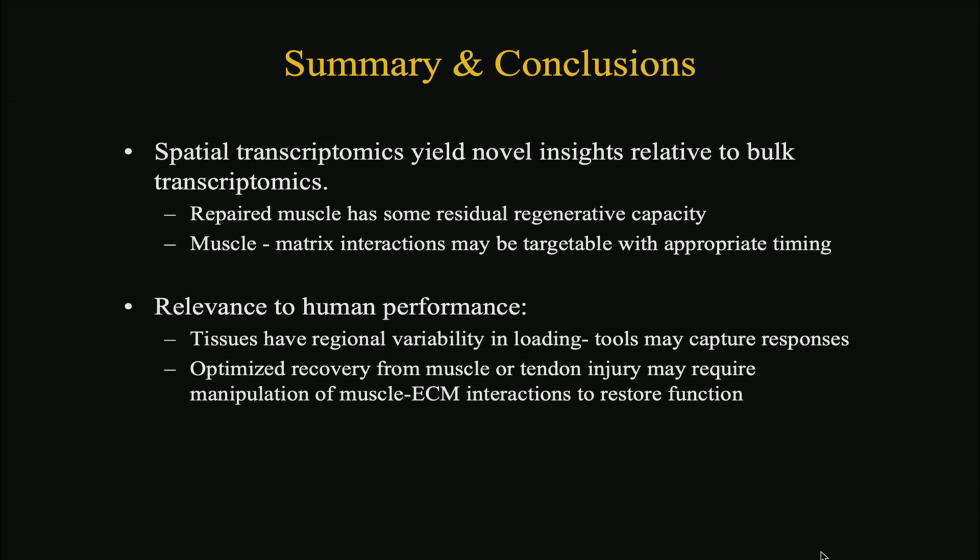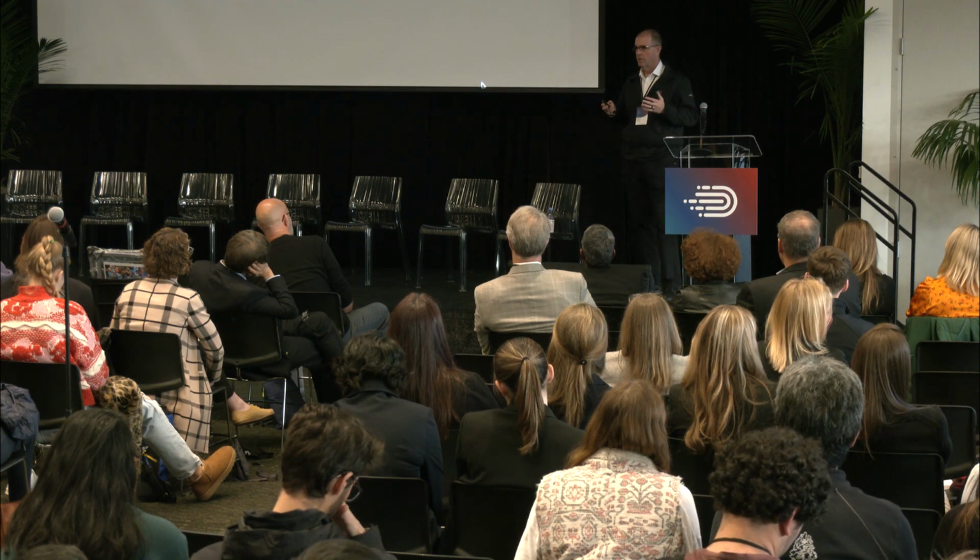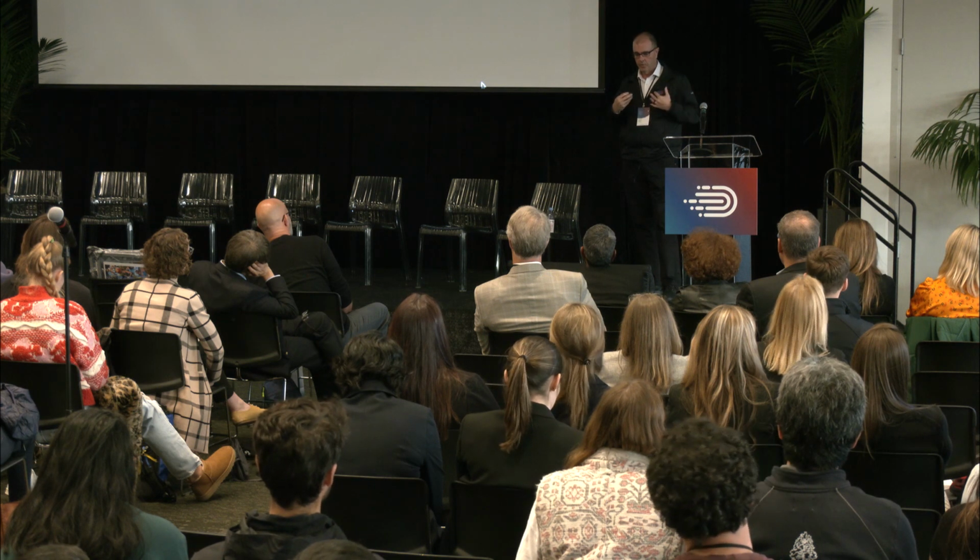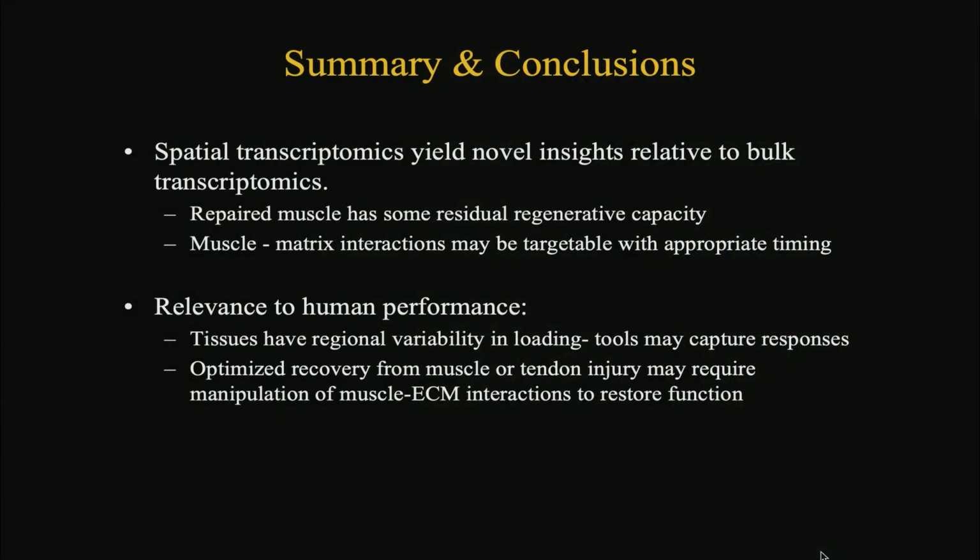And then more broadly, as it relates to performance, musculoskeletal tissues in particular have regional variability in loading, and these biological tools may allow us to capture some of those unique biological responses to differences in load. And then, of course, my goal as a clinician: optimized recovery from muscle or tendon injuries may require manipulation of this muscle matrix interaction to restore function, because we don't accept the idea that after injury, with conservative care or surgical repair, you wind up with this sort of chronic decrement in function of a muscle tendon unit, and therefore the joint, and therefore the person. We can do better than that.